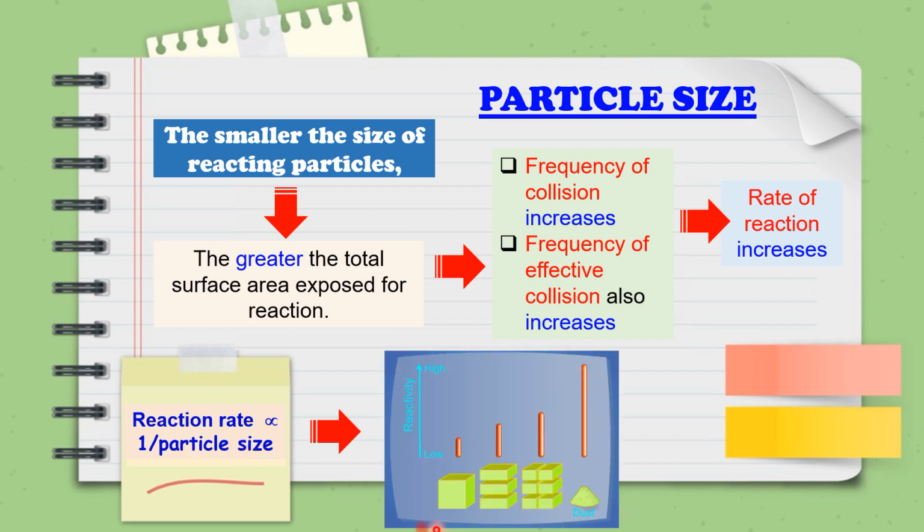Okay, so here is an example from our daily life, for example sugar. We have powdered sugar, fine sugar, and rock sugar. If we dissolve them in water, let's say hot water, we can see that dissolving fine sugar takes a shorter time compared to rock sugar, which takes a long time to dissolve. So the smaller the size of the particle, the greater the surface area exposed for reaction, and therefore the rate of reaction increases.